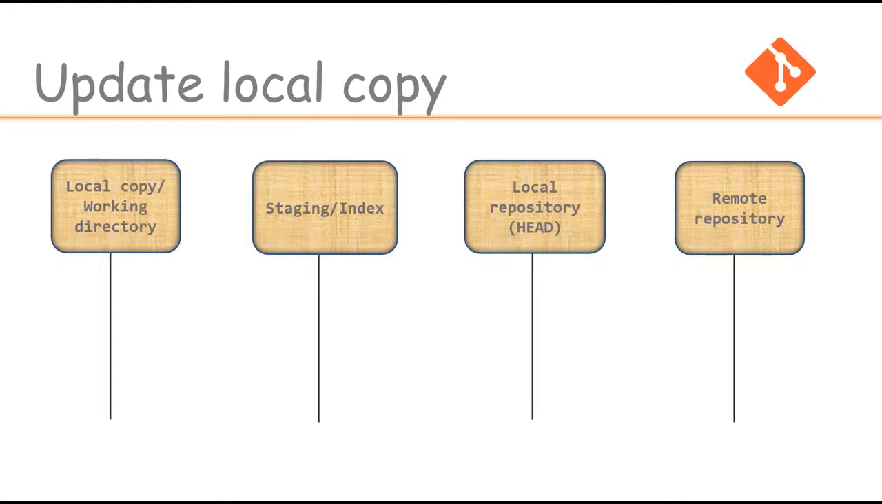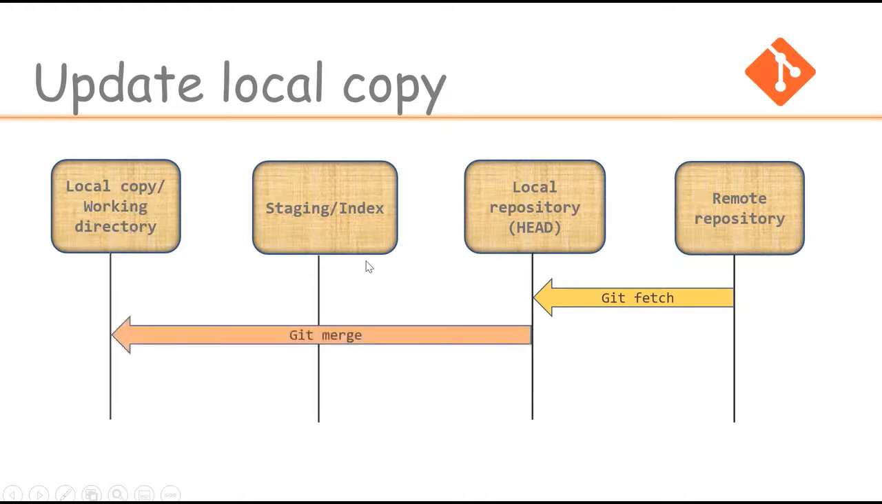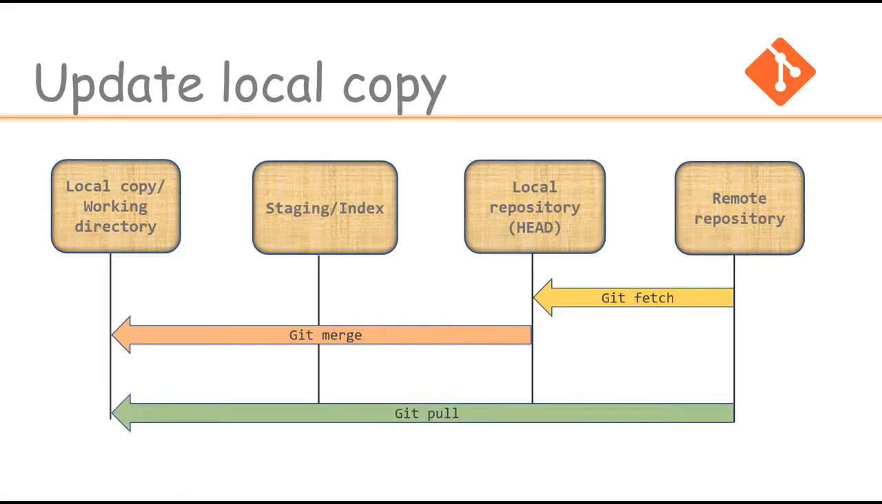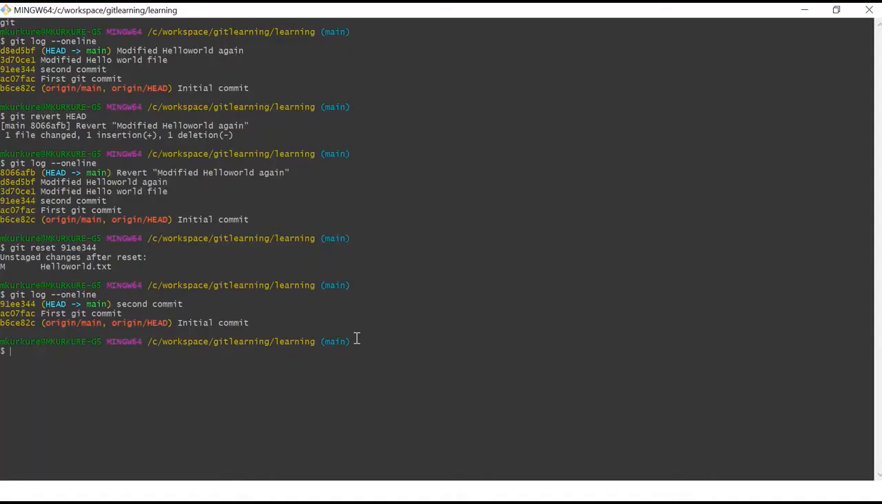So let's say your peer has made some changes on the remote repository, then you need to perform git fetch, which will bring the changes into the local repository, but it will not bring the changes into the working directory. So you have to run the command git merge after you have done the git fetch. This will bring the changes into the working directory. Or there is one command which can do the work of both, which is git pull. So let's see how it works practically.